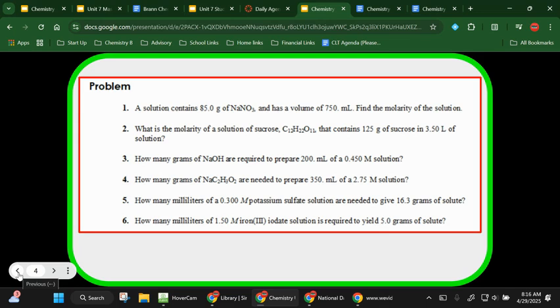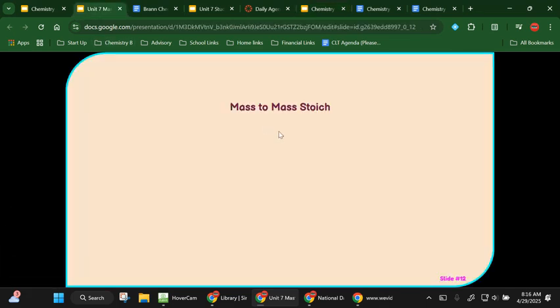Okay. So take and open your EISN, ladies and gentlemen, and get to slide number 12, please. We are going to start talking about something called mass-to-mass stoichiometry. What that means, ladies and gentlemen, is you are going to begin with a mass of something, and you are going to be asked to find the mass of something. We're starting in mass, we're ending in mass. Now, again, starting in mass, ending in mass.